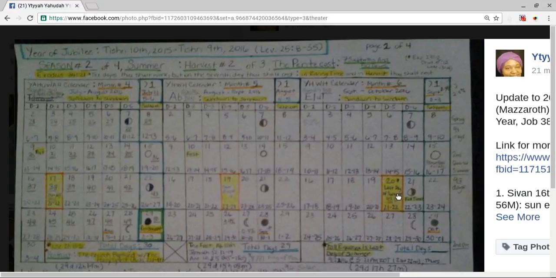So we know we keep the Feast of Tabernacle for 7 days. And then on the great day, which is the 22nd day, we had a holy assembly. So you see that most of your feast days for the Feast of Tabernacle will fall in summer, and then you only have 2 feast days that will fall in fall. That's something for us to continue to observe and to look at.